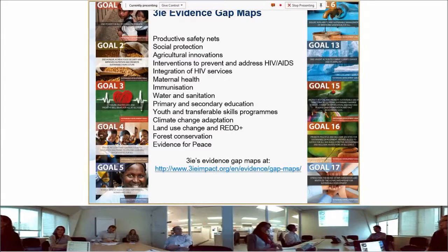And finally, 3A has some completed and ongoing evidence gap maps. So this is a list of both types. The ones that are completed are already on the 3A website. This is the link, but they're fairly easy to find if you just type it into Google. And we are really hoping to be able to develop evidence gap maps to match each of the Sustainable Development Goals to really help decision making for the next 15 years going forward.